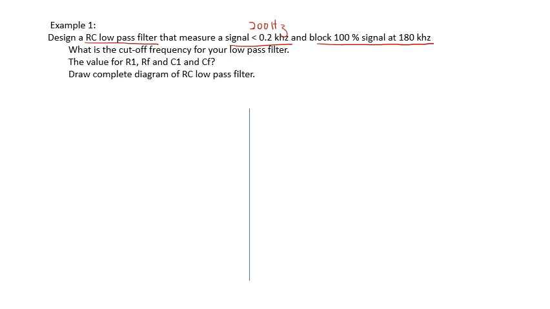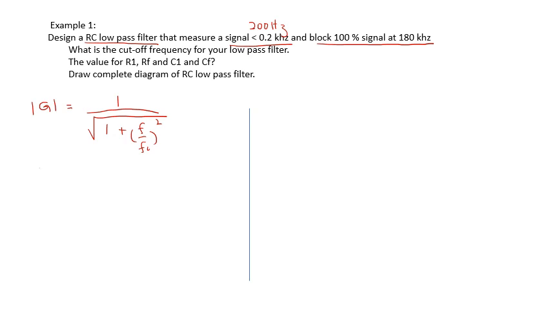So how can we determine the cutoff frequency? We know that we have a gain equation, or transfer function equation, for the RC low pass filter, which is 1 over the square root of 1 plus (f over fc) squared. So we're going to determine fc here. We can use these two conditions to determine the gain. Let's try the first condition.